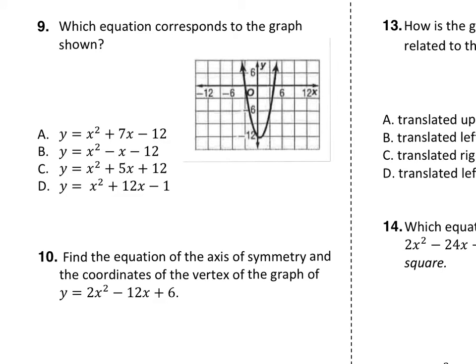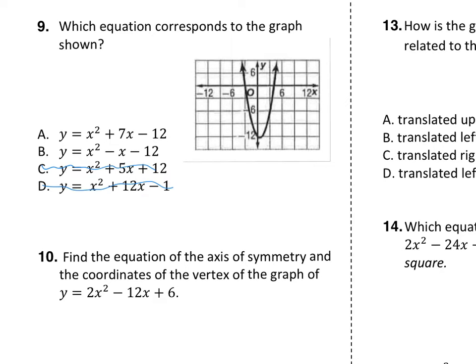Let's take a look at number 9. Which equation corresponds to the graph shown? Well, what I would look at first is the y-intercepts and see what the y-intercept looks like it is about. It looks here like it's about negative 12. So right away, I can cross off letter C and letter D because those have a positive 12 or a negative 1 for a y-intercept.